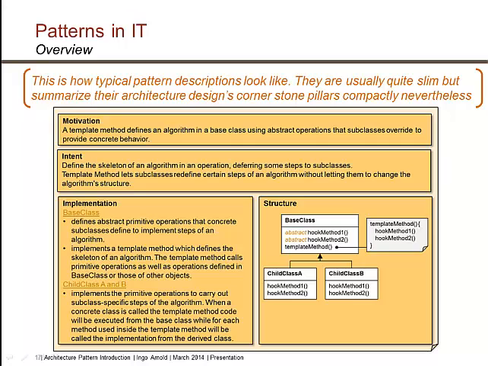In the general template method pattern description here, we have two subclasses, child class A and B, overriding the hook methods, hook method 1 and hook method 2, of their superclass base class. Well, I would say that this is exactly what we were watching out for.